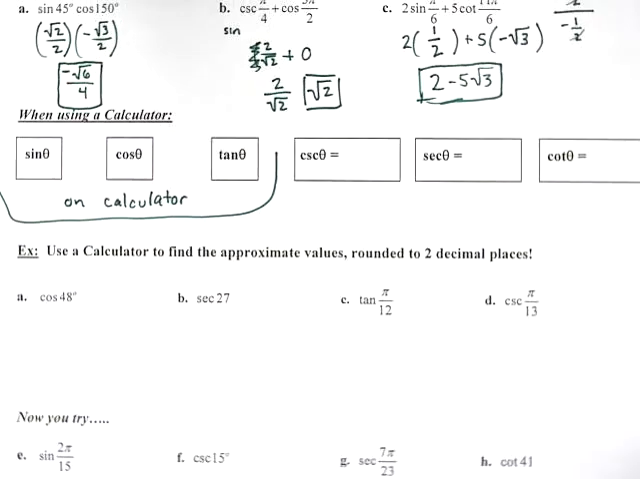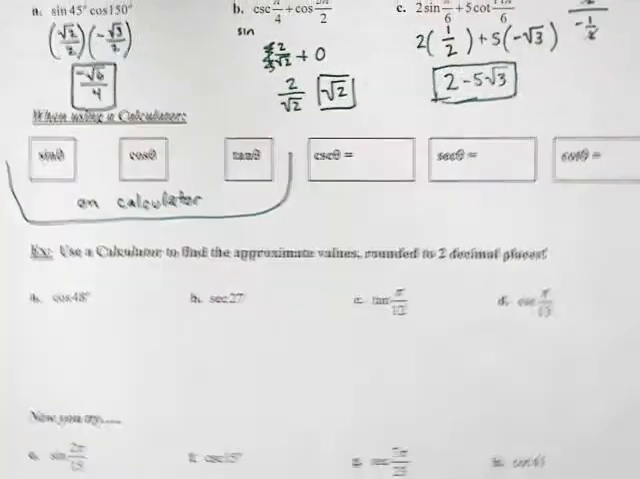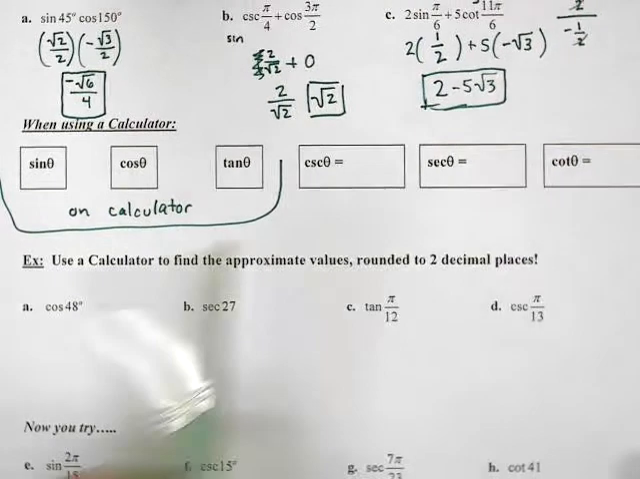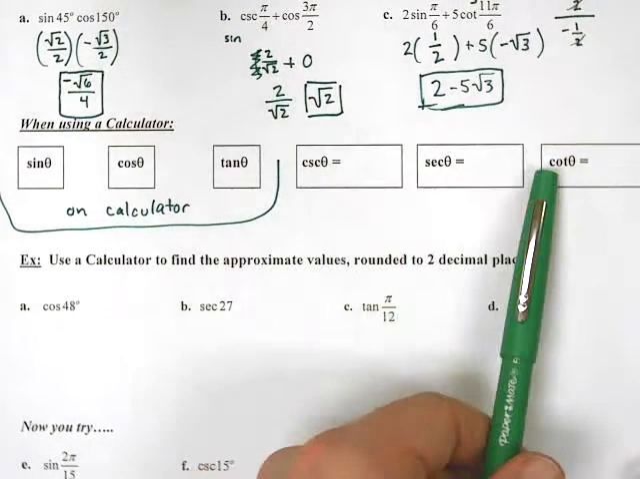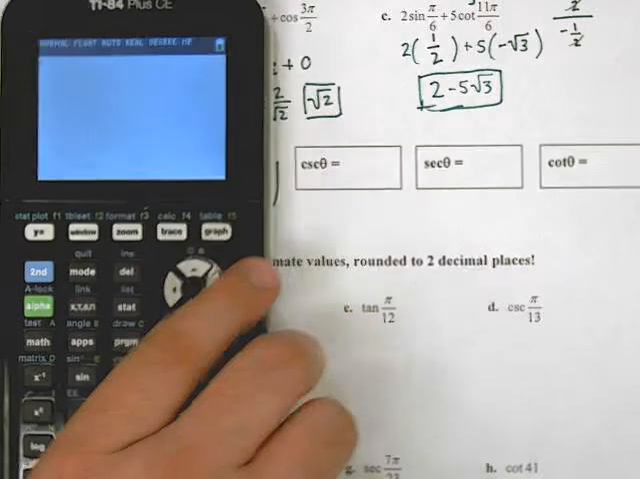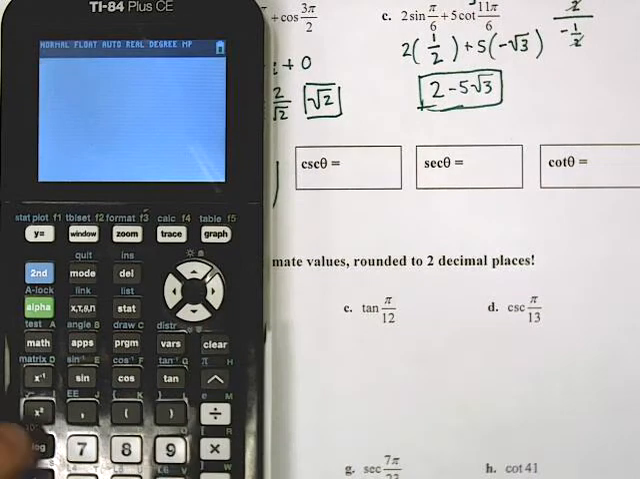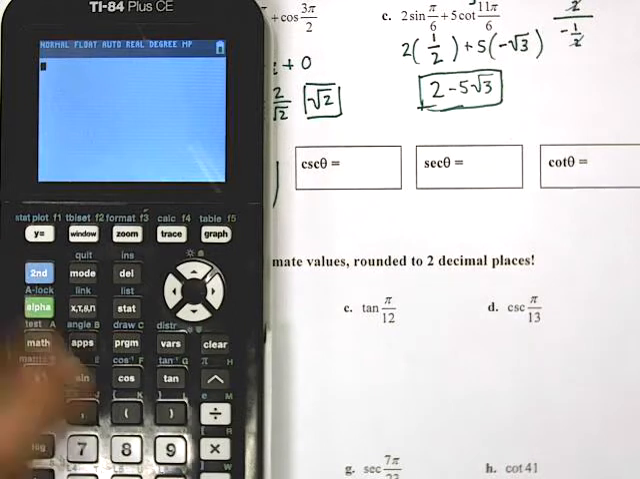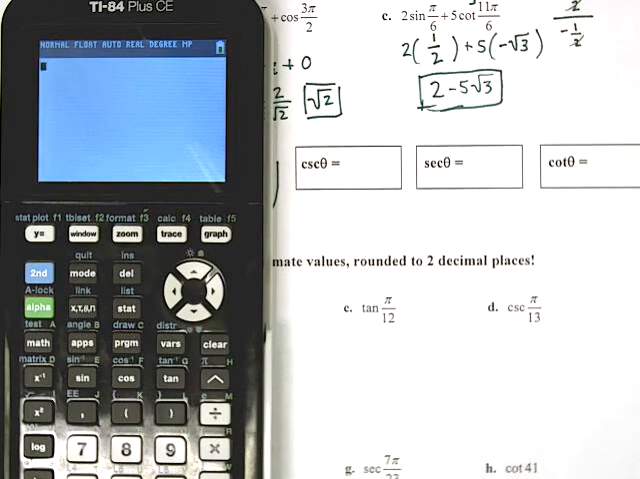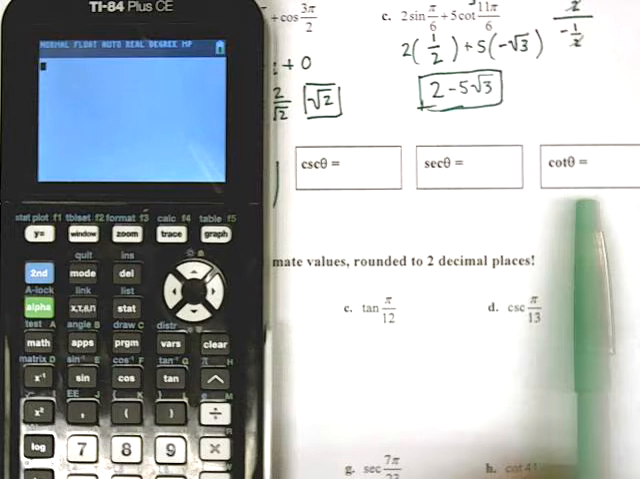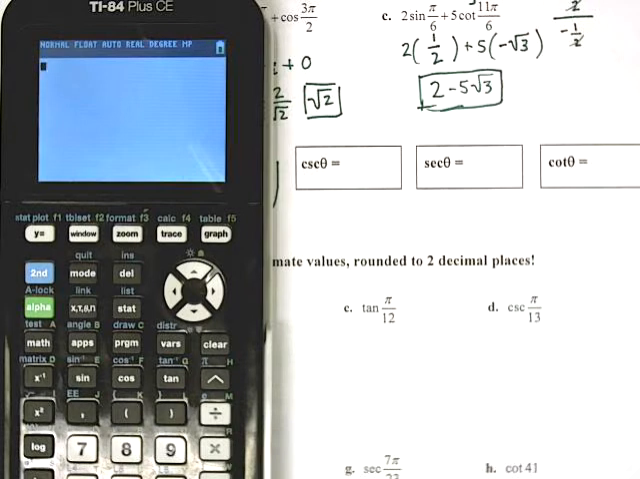Cosecant, secant, and cotangent, I need you guys to be very, very careful here. If you look for them on your calculator, they are nowhere to be found. I need you to understand right now, they are not second sine, second cosine, second tangent. These are not the same as the inverse functions of sine, cosine, tangent. They're the reciprocal functions.